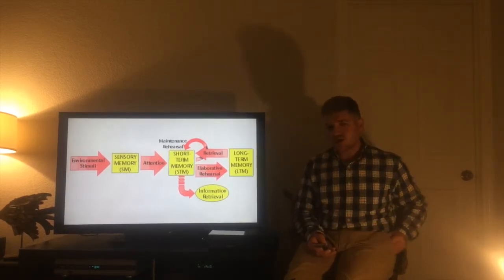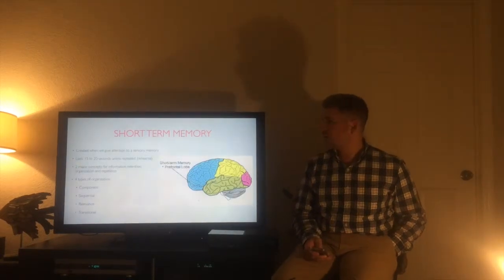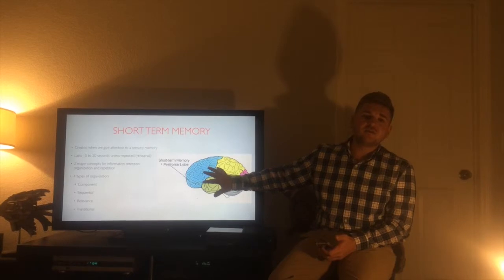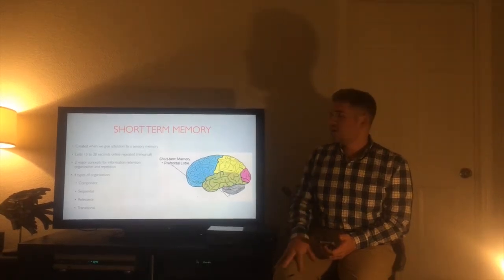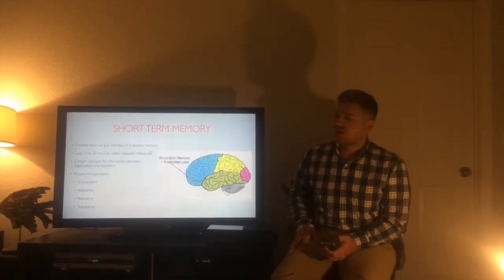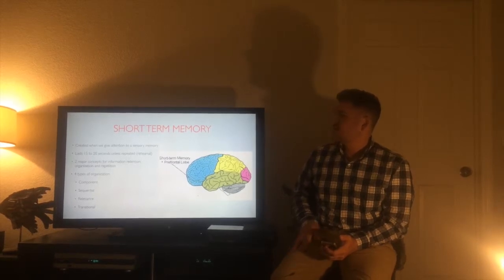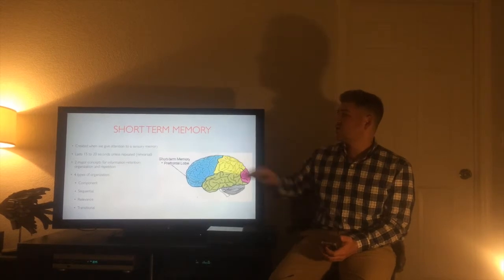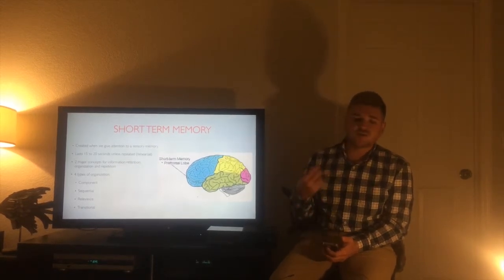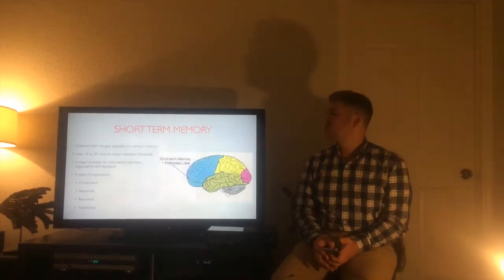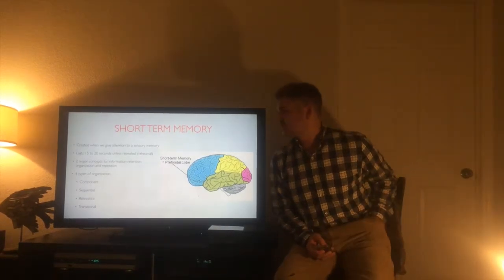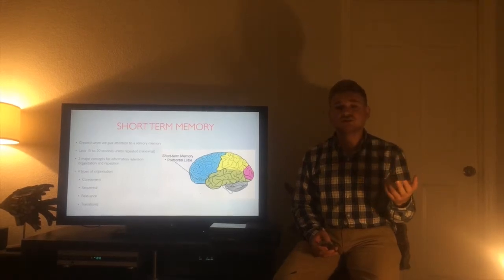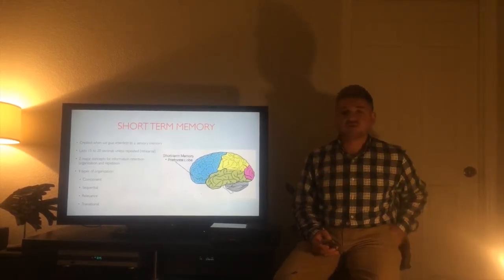But we're first going to talk about the short-term memory and how that works. The short-term memory occurs in the frontal lobe, called the prefrontal lobe of the brain. And this is where we give attention to that sensory memory and create the short-term memory. So with this short-term memory, there are two major concepts of information retention. The two things that have to happen are organization and repetition.